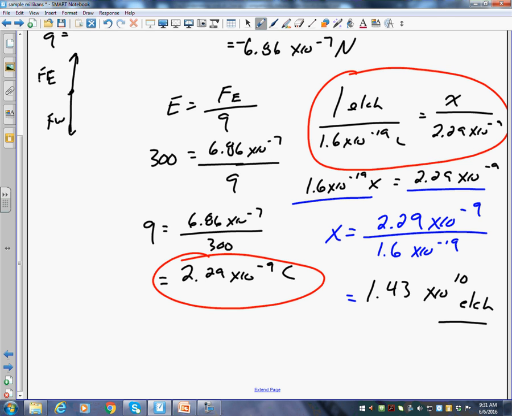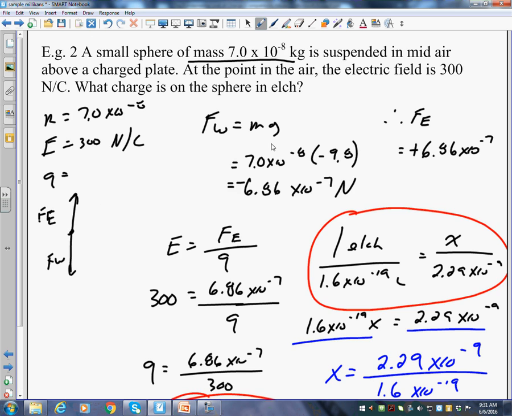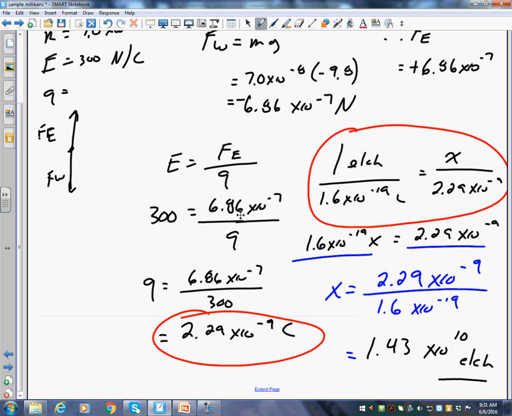Okay? So what's different in this question, Brendan, from the previous one? Here I found the weight force, the electric field strength. Here I use the weight force, I use the electric field strength to find the charge, and then I convert it to coulombs. I got one more for you, one even harder.